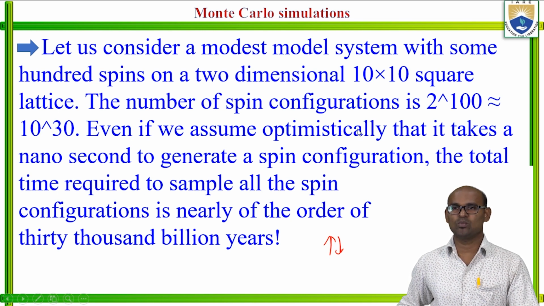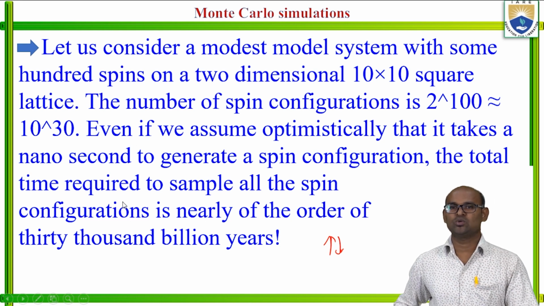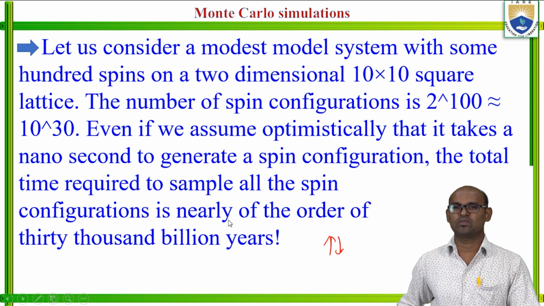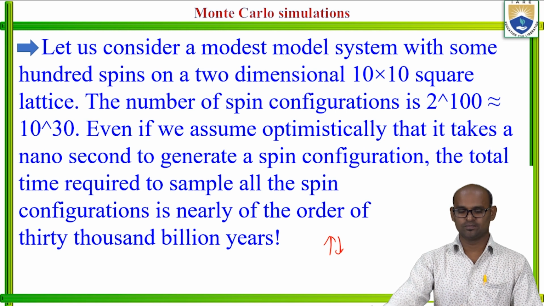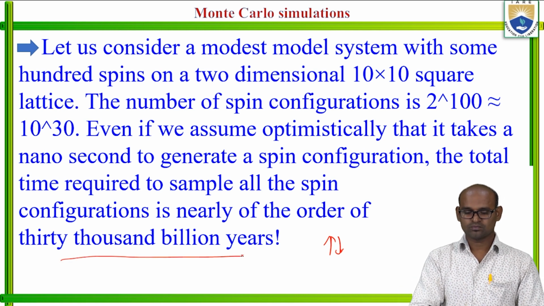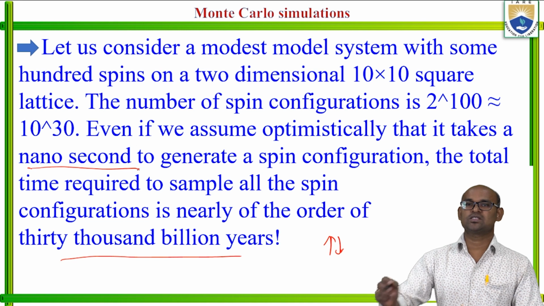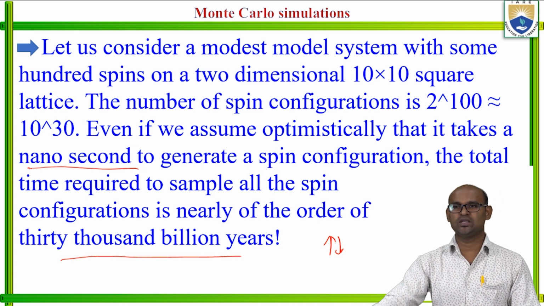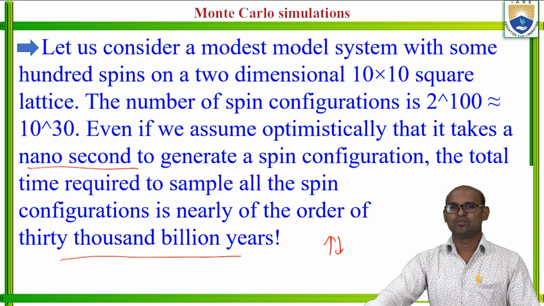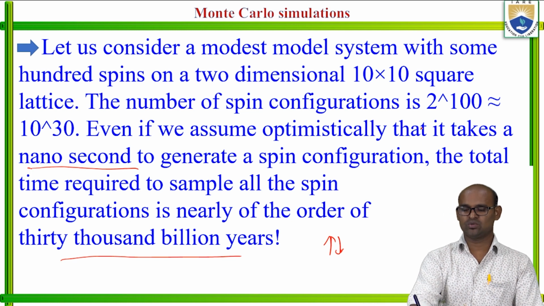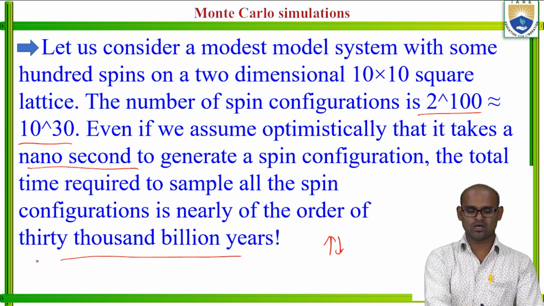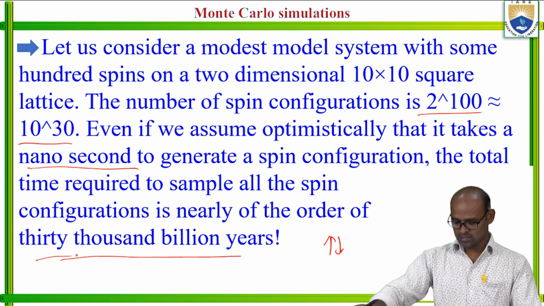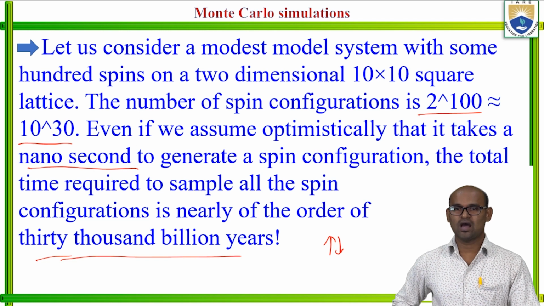Even if we assume optimistically that it takes a nanosecond to generate a spin configuration, the total time required to sample all the spin configurations is nearly of the order of 30,000 billion years. Even if the computer generates each spin configuration in a nanosecond, the total time required to generate 2 power 100 or 10 power 30 configurations is 30,000 billion years. Okay, so it's not practical.